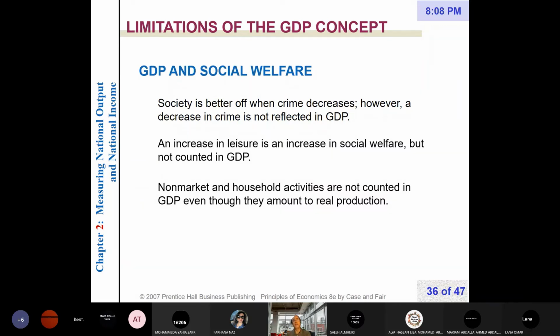So gross domestic product doesn't necessarily reflect the real production, because when you look at the data, you feel surprised how people in Ethiopia can survive with much lower income. They have non-market or household activities. Just imagine a comparison between a lady in the United States of America and another lady in Ethiopia.